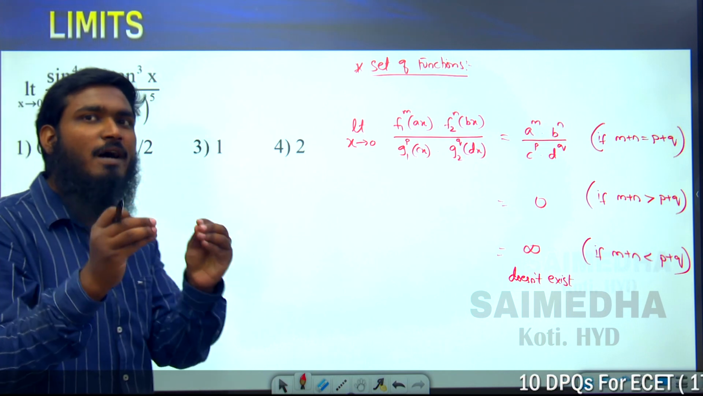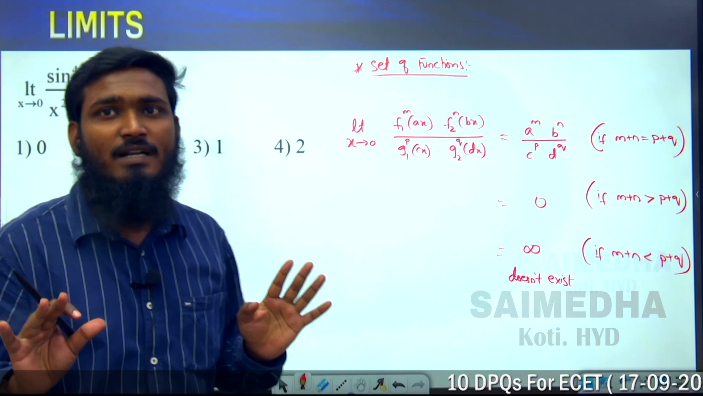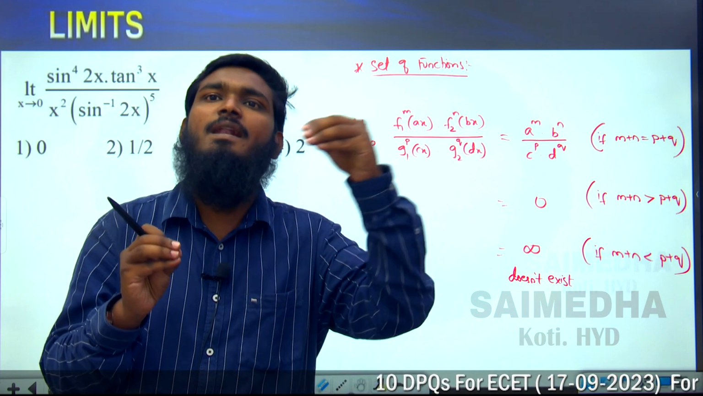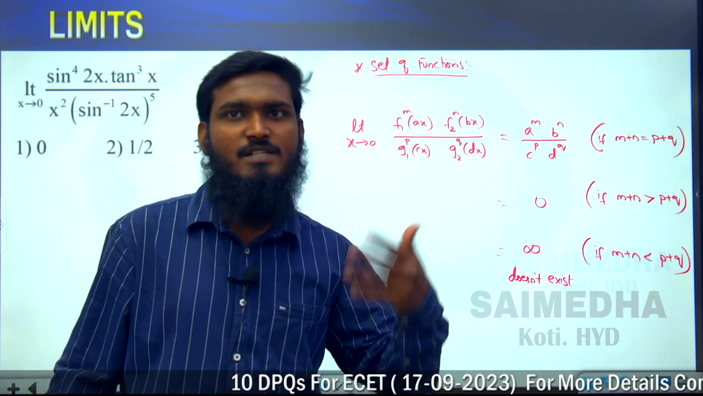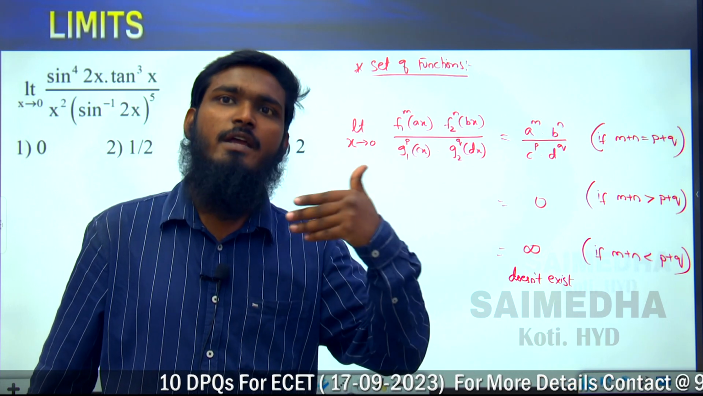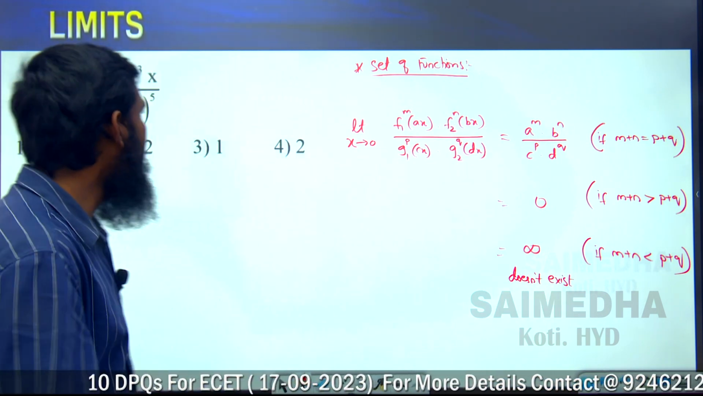Directly, whatever numbers are visible in the question, those numbers only we have to write. If it is plus, write plus. If it is minus, minus. If it is into, into. That's it.